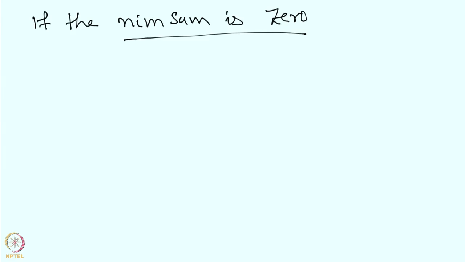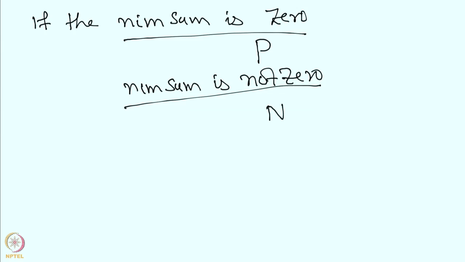Let us say currently the Nim-Sum is 0. That means whatever I do, I will turn the Nim-Sum to non-zero. That means this position is a P position. And if the Nim-Sum is not 0, this is an N position. That means the player to make a move can convert the Nim-Sum into 0. So, therefore, we have identified the positions in this Nim game just by using the Nim-Sum. If the Nim-Sum is 0, it is a P position. If the Nim-Sum is not 0, it is an N position.